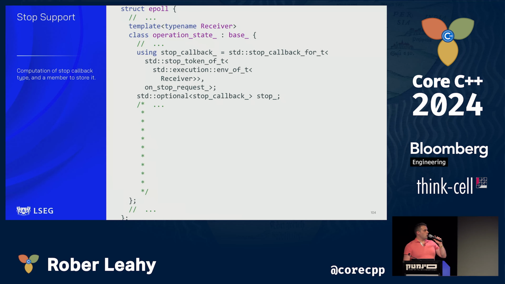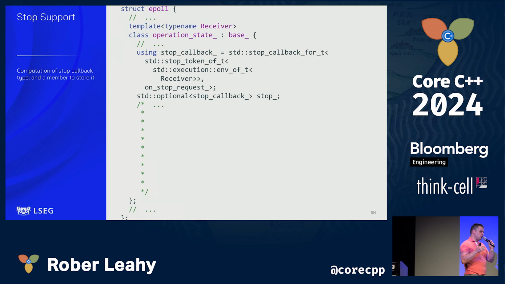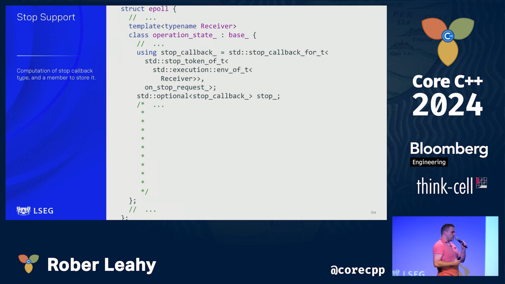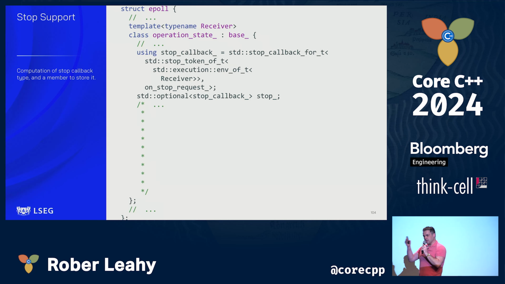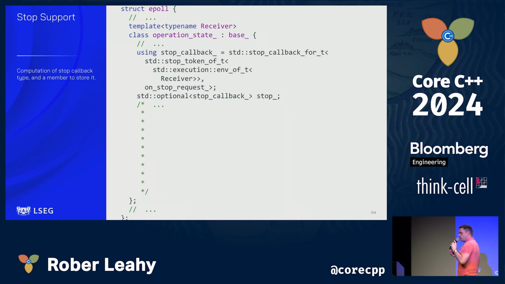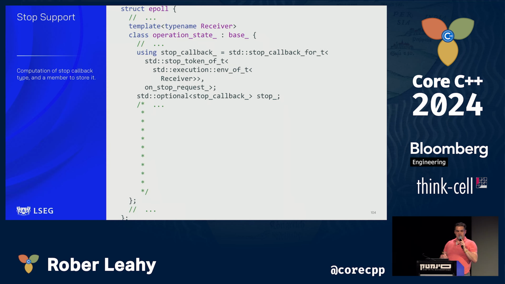For that, we need to go out to our stop token machinery and actually set up a stop callback, an object which represents an association between a stop token and an invocable which eagerly invokes that invocable whenever a stop request is received by that token. We go to our receiver and we extract the type of its environment. From its environment, we extract the type of its stop token, and then we use stop token stop callback for T to extract the type of the association between that stop token and our on-stop request invocable. Then we simply give ourselves an optional member thereof as a way to store that association.